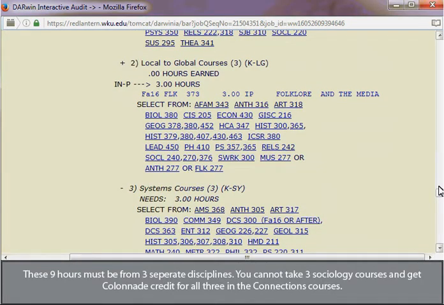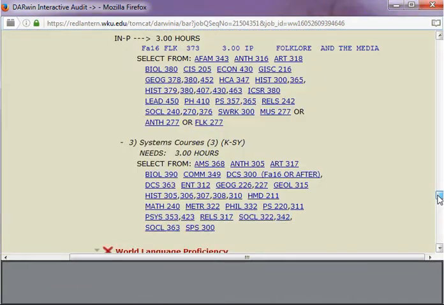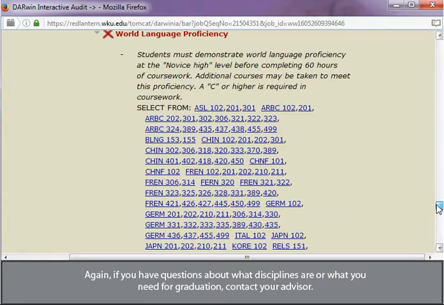These 9 hours must be from 3 separate disciplines. You cannot take 3 sociology courses and get Colonnade credit for all 3 in the Connections courses. Again, if you have any questions about what disciplines are or what you need for graduation, contact your advisor.